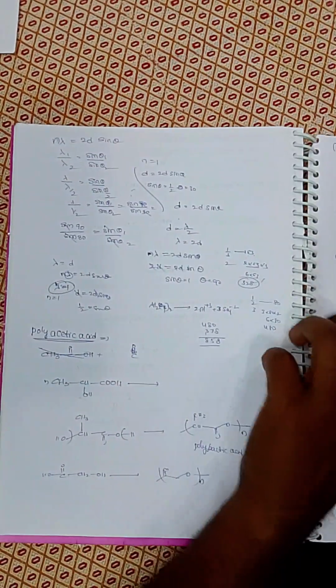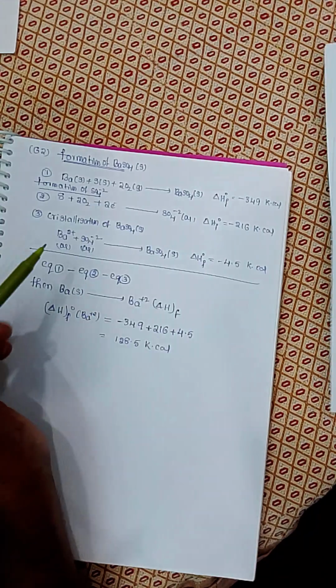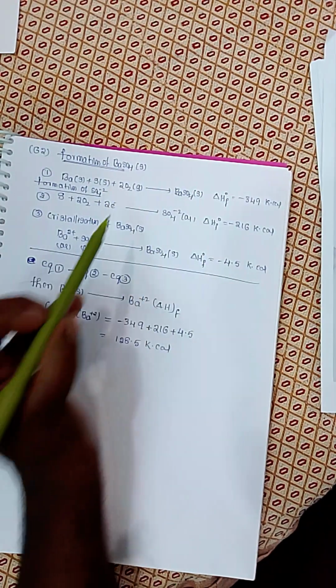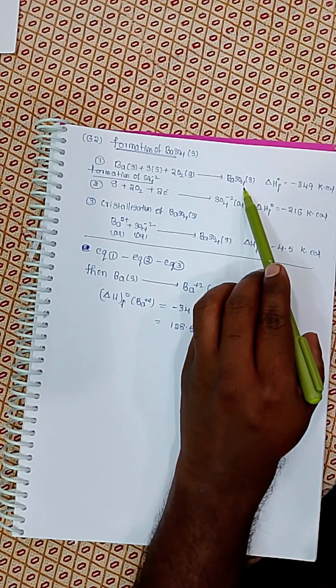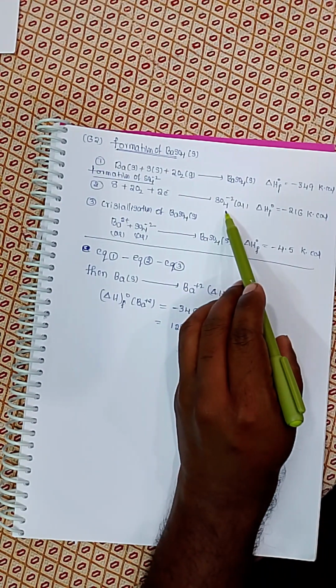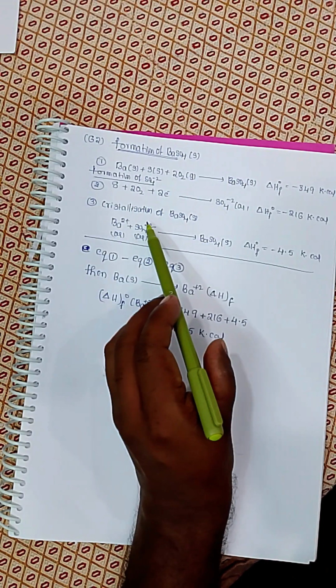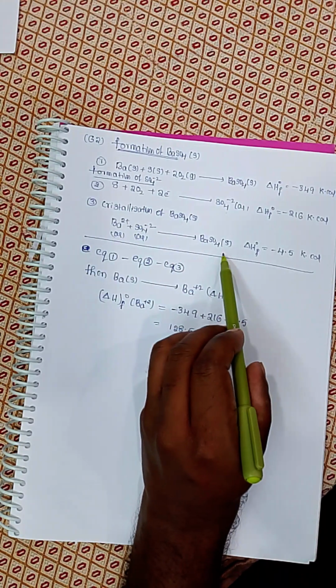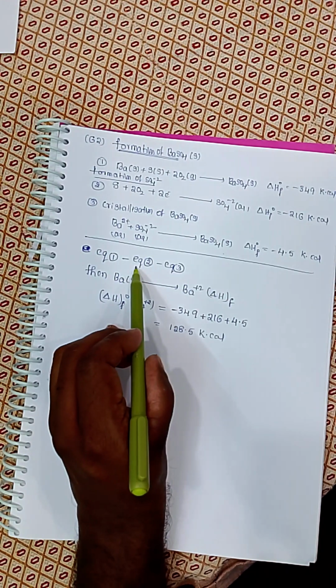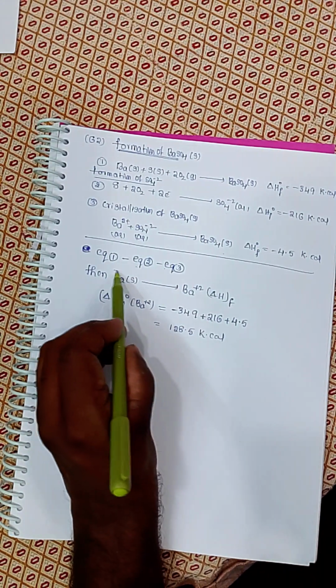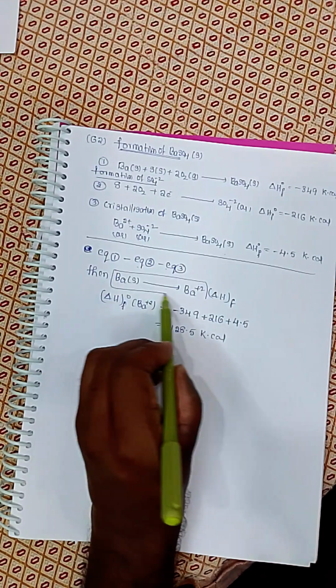Now according to Hess's law, look at the equations. Formation of BaSO4 is equation 1. Formation of sulfate is equation 2. Crystallization of BaSO4 is equation 3. Now equation 1 minus equation 2 minus equation 3, then we can get the Ba2 plus formation.